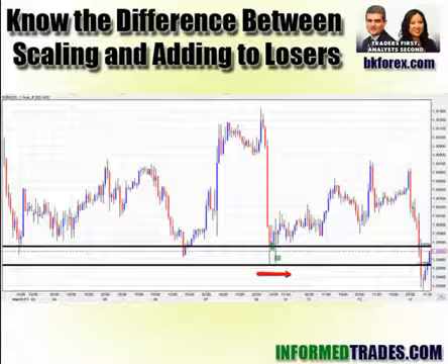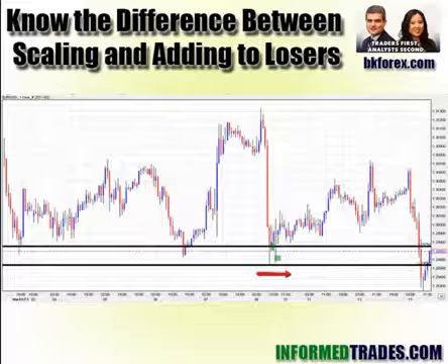Know the difference, rule number 4: know the difference between scaling and adding to losers. The main difference is that when you're scaling properly as a professional, serious trader, you know the maximum amount of loss you're going to take. So here's an example of one type of scaling.